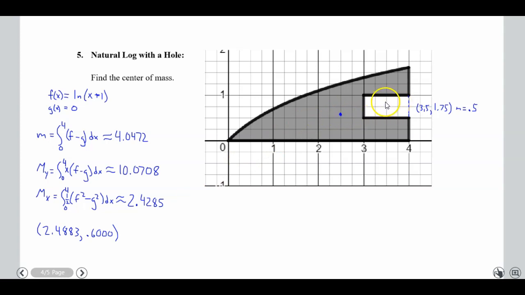And for the rectangular hole, I get 3.5, 1.75, which is right there in the middle, and the mass, again, is just a half unit height, so 1/2 times 1, which is half.